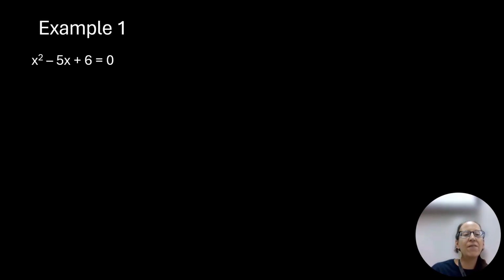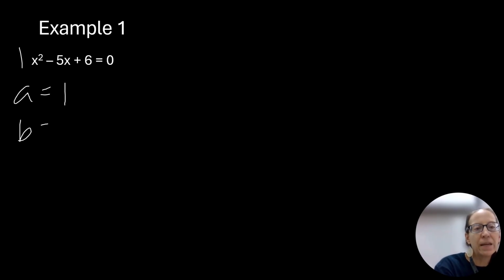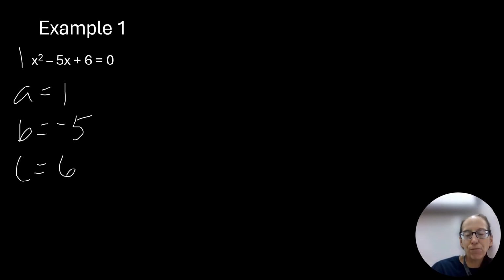Okay, so we have example 1. I think I've got 3 examples here, so we're going to just go through 3 examples together. Starting off with A. Now remember that number out in front of the X squared, that's a 1, okay? So the first thing we're going to do is identify A is equal to 1, B is equal to -5, and C is equal to 6. I would write down the formula.